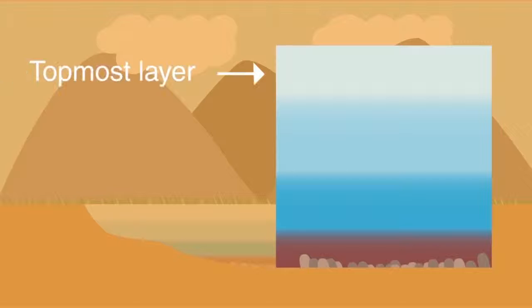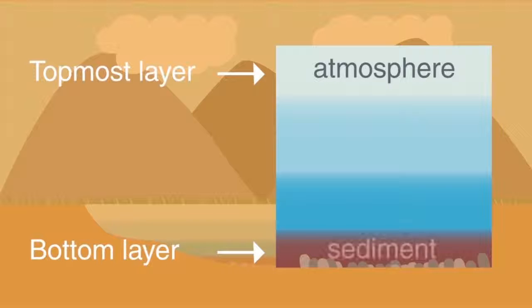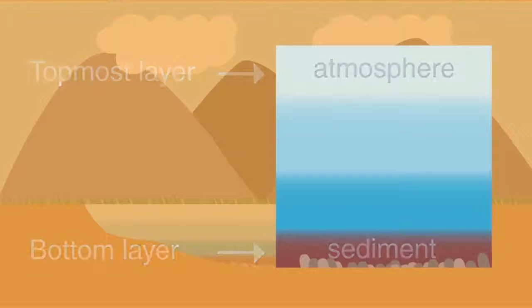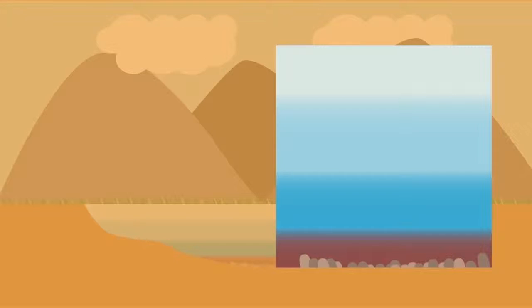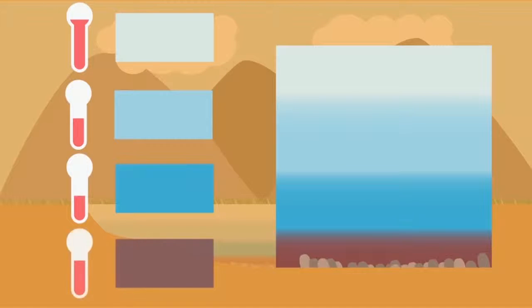The topmost layer of water in a lake is in contact with the atmosphere, and the bottom layer of water is in contact with sediment. The temperature and solute content of the water will vary according to where you take a sample, and as a result of these differences, the lake prevents rapid mixing of the layers, creating a heterogeneous composition.